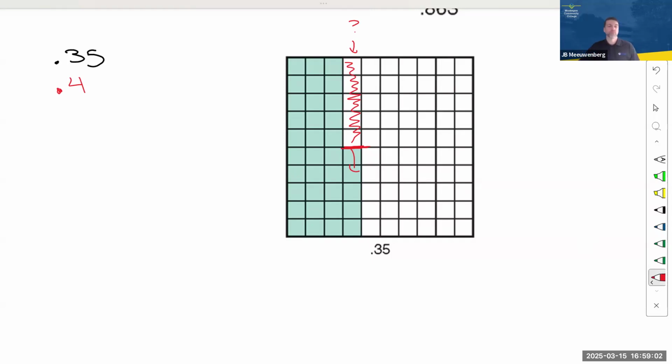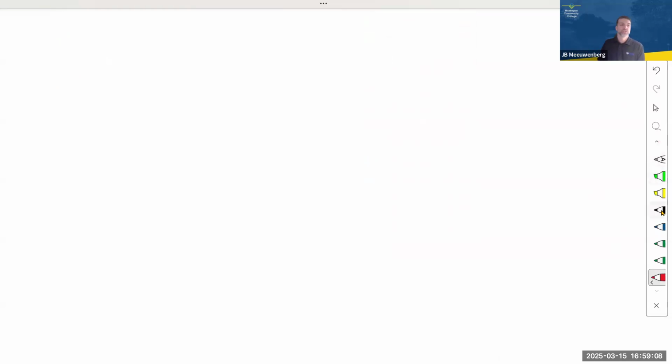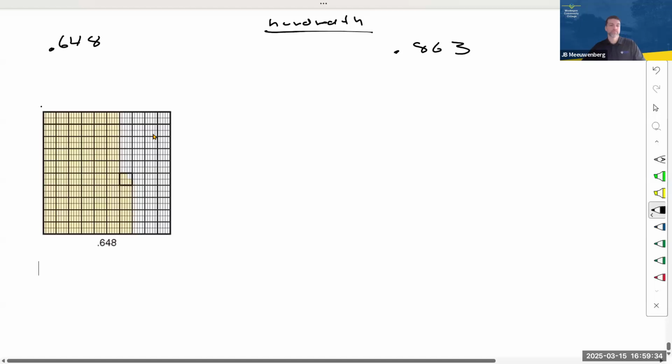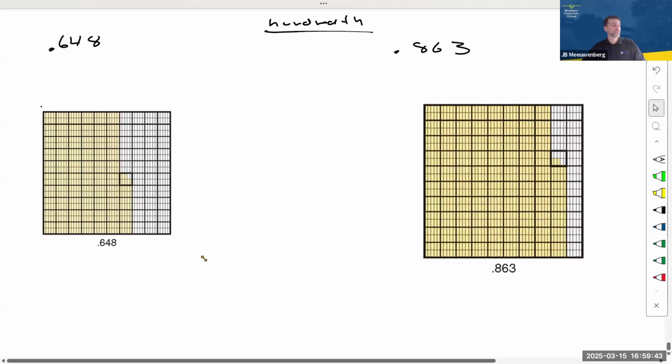Now, the two numbers that we had looked at before, I'd also like to round them to the nearest hundredth. So before we rounded to the nearest tenth, so now we're going to take 0.648 and 0.863, and we're going to round these to the nearest hundredth. So take a moment and try that. Here's what the picture looked like for 0.648. And here's what the picture looked like for 0.863. Let me enlarge them slightly for you.